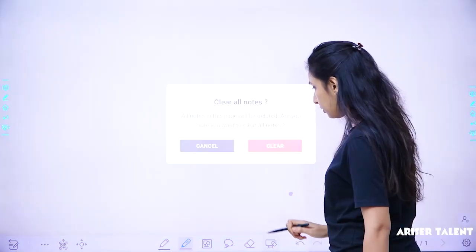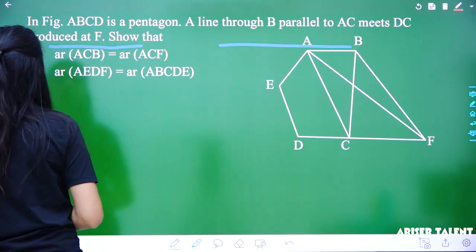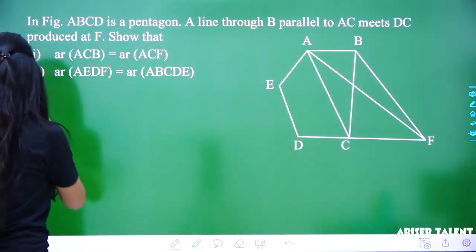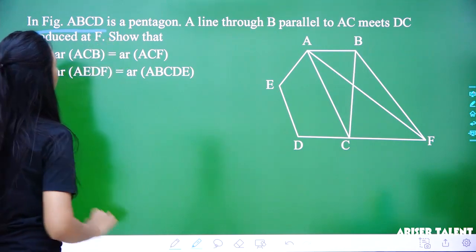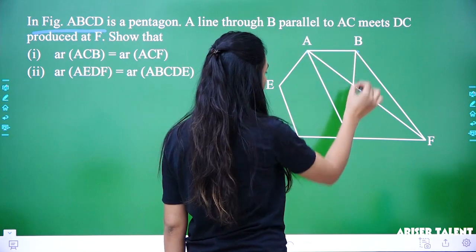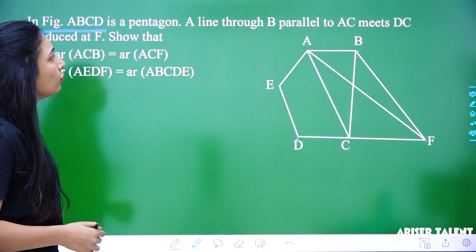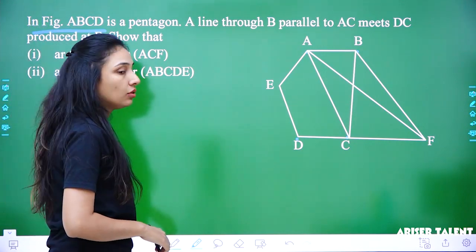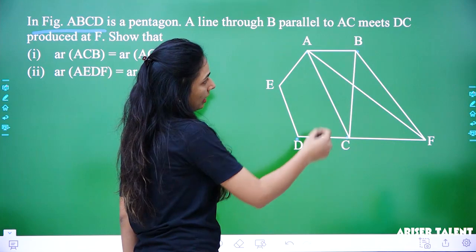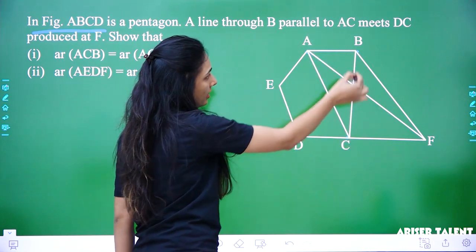Okay, so the next question is that in the figure, ABCD is a pentagon. A line through B parallel to AC. So the line through B, parallel to AC, is this line.